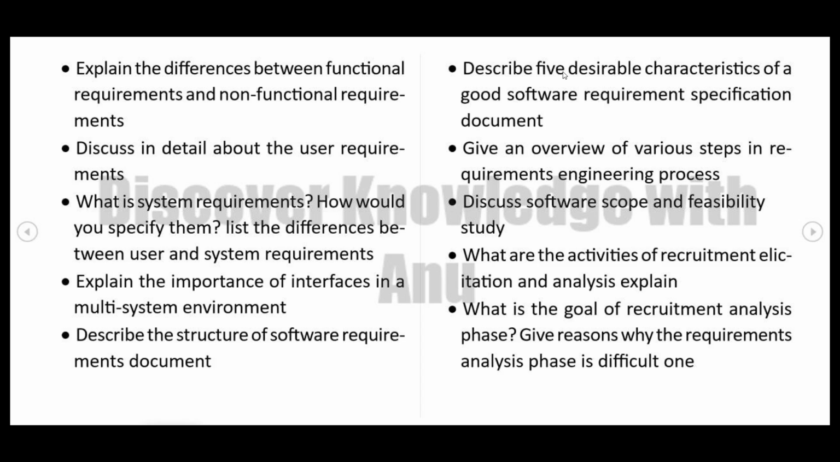and describe 5 desirable characteristics of a good software requirement specification document, and give an overview of various steps in the requirements engineering process. Then discuss software scope and feasibility study. So this is one of the important ones. And what are the activities of requirement elicitation and analysis?